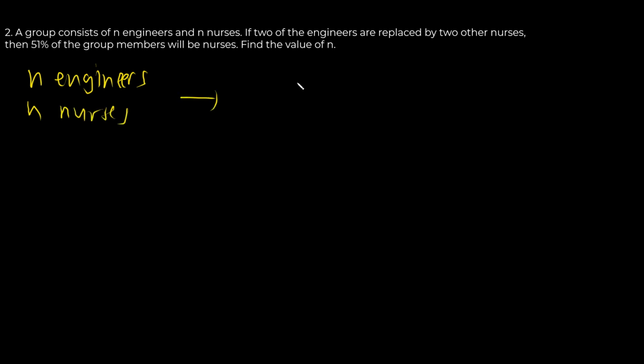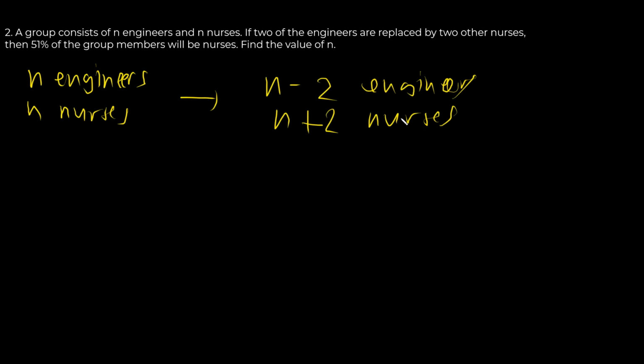Then, ang n engineers daw is giminusan og duha. Tapos, gidugangan pod og duha ka nurses. Okay? Then, naghatag siya og 51%. Meaning, after daw gibawasan o gidugangan og duha ka nurses, 51% na daw sa group members kay nurses.